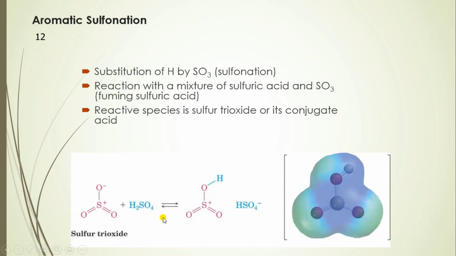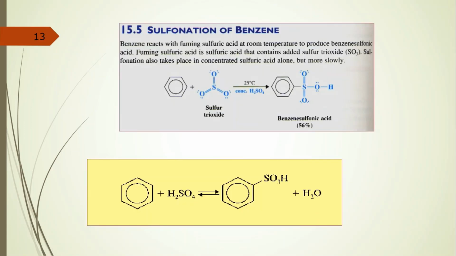As I am saying, there's an initial formation of the electrophile. We need to have an electrophile first, and then the benzene ring is going to attack that electrophile. Here the electrophile is SO3H plus. Now the question is how to create this. Remember, this reaction occurs at 25 degrees centigrade using concentrated sulfuric acid. The product, we already know, is benzene sulfonic acid.